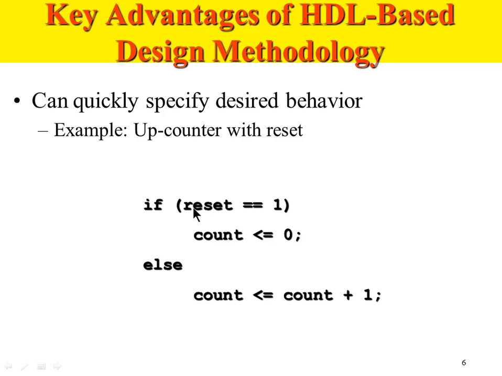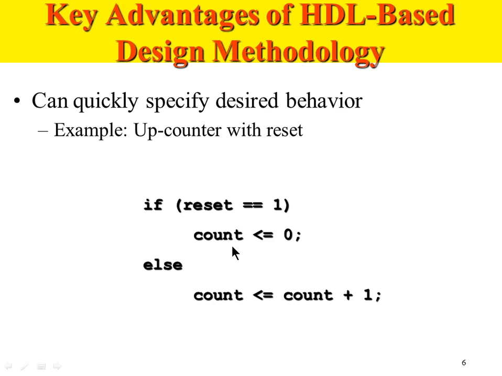So if reset is activated, I'll reset my counter to 0. Else, meaning if reset is not activated, I will count upwards by 1. This is a very simple code, but this is how we can focus, using the language, on the desired behavior of the design, which is an up counter with reset.